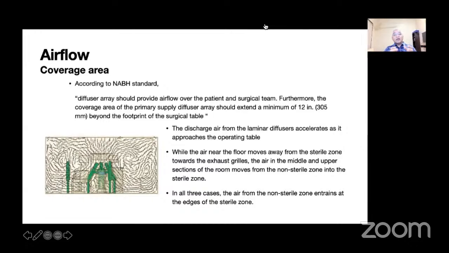As the laminar airflow goes towards the operation theater table, near the floor, it goes towards the exhaust grill and then comes out. But the air in the other area above the floor area, in the upper section of the operation theater away from this discharge area, can actually circulate into the operation room. During this circulation, it moves from the non-sterile zone towards the sterile zone, and entrapment can occur into the sterile zone from this non-sterile area.